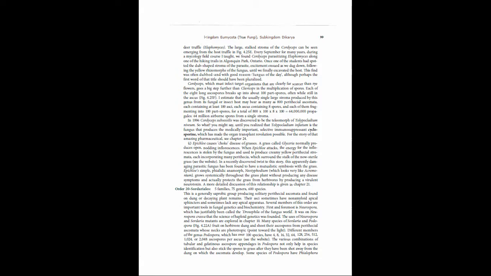Order 20, Sordariales, 5 families, 75 genera, 600 species. This is a generally saprobic group producing solitary perithecial ascomata and found on dung or decaying plant remains. Their asci sometimes have non-amyloid apical sphincters and sometimes lack any apical apparatus.